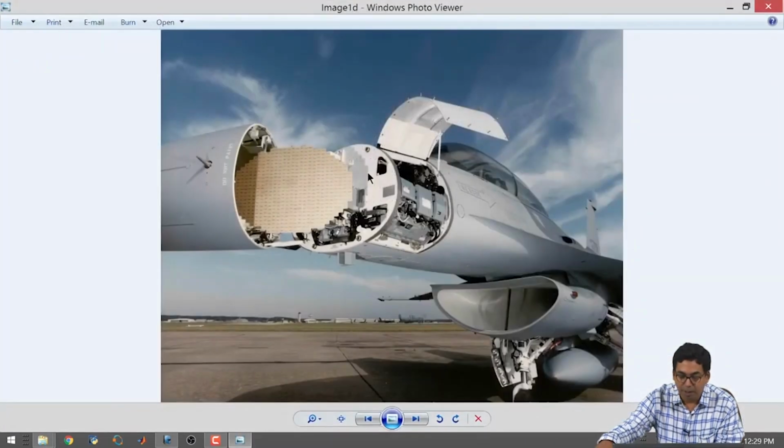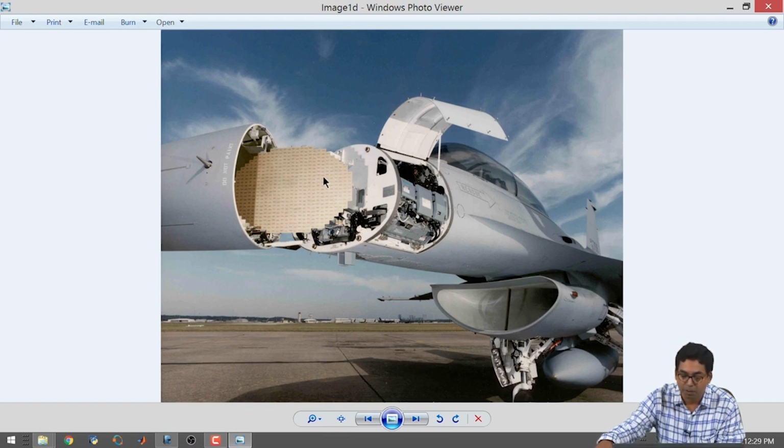Where is it used? All right. So, if you have a look at this, this is a fighter plane. Now, the front of the fighter plane usually has an antenna array. This antenna array is used for detection and ranging.